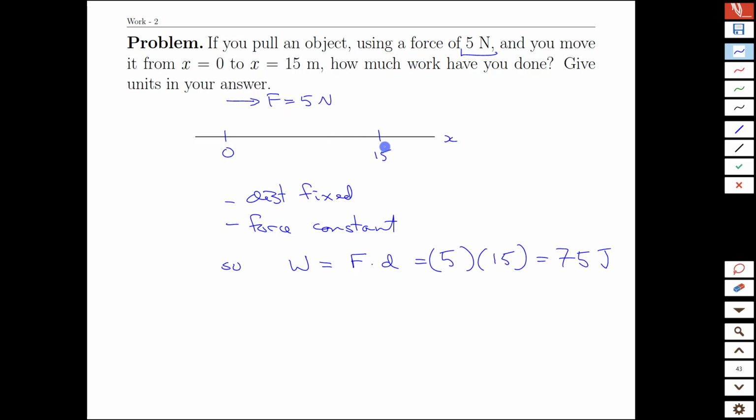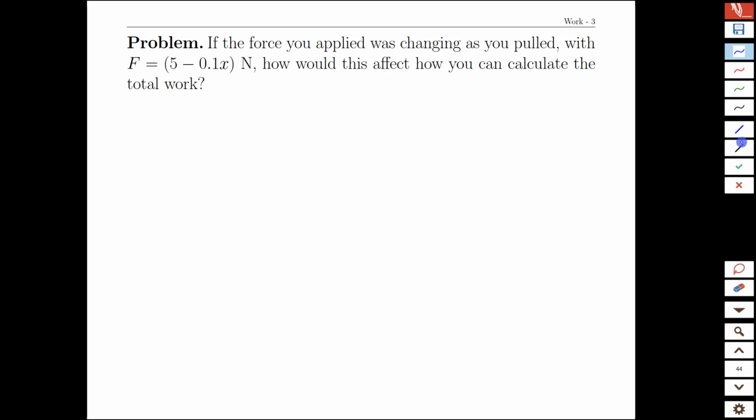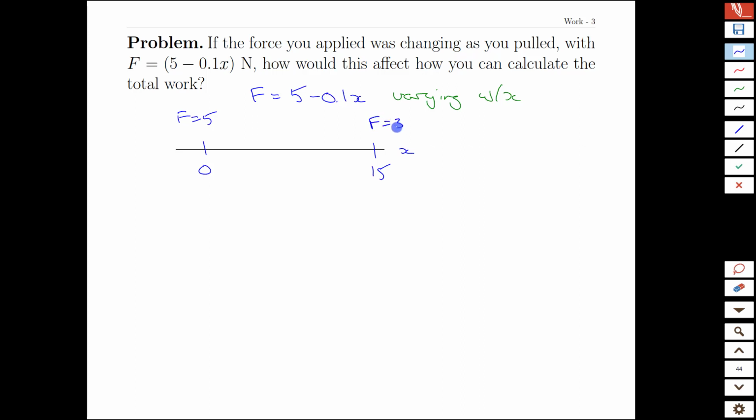Let's take that scenario and change it up just a little bit by modifying the force. So here, we're still going to go from x equals 0 to 15. The difference is that our force is basically 5 newtons, but it gets a little lighter as we move along. So this force is varying with x. And so if we ask, well, what's force times distance? Well, it depends when we're asking that. At position 0, we have a force of 5 newtons. At the end, at 15, we'd be subtracting 1.5. The force we had to apply for that last little push is smaller. It's only 3.5 newtons. So we have a different force at different points along the way.